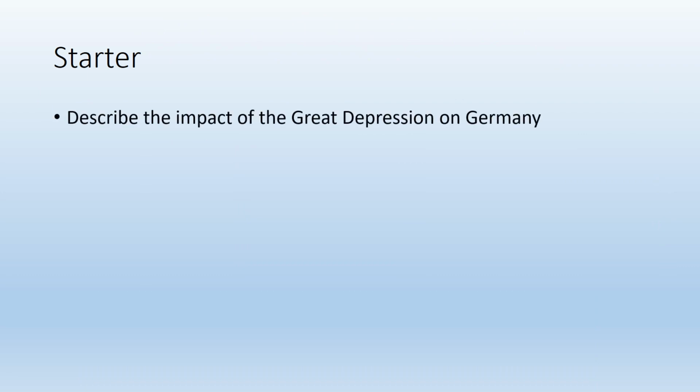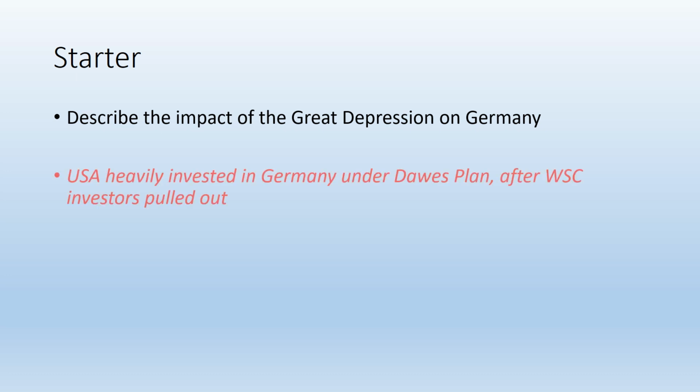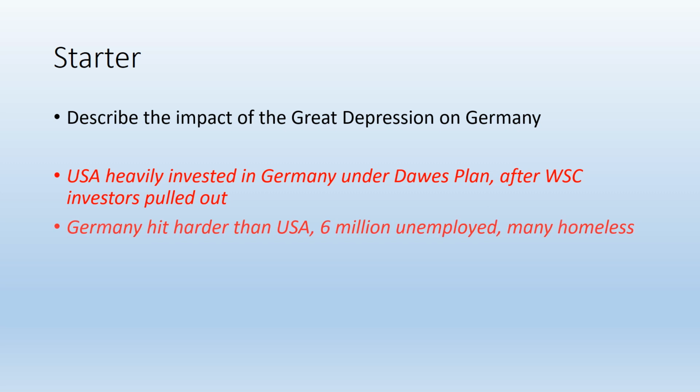Right, so now that you are finished, we're going to take a look at some of the possible answers you could have come up with. There should have been a mention of the USA's heavy investment in Germany under the Dawes Plan, and after the Wall Street crash, investors pulled out and recalled that money back. That left Germany in a significant amount of debt and a lot of people with lost jobs.